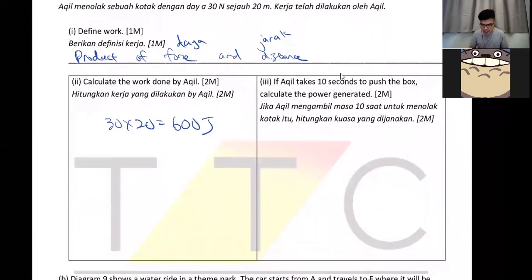And then it takes 10 seconds to push the box. What's the power? It will be 600 divided by 10, that's 60 watt. The unit for power is watt. This is how you measure your electricity. Remember how many watts you use per month? That means how much you need to pay lah. They calculate it by watt.